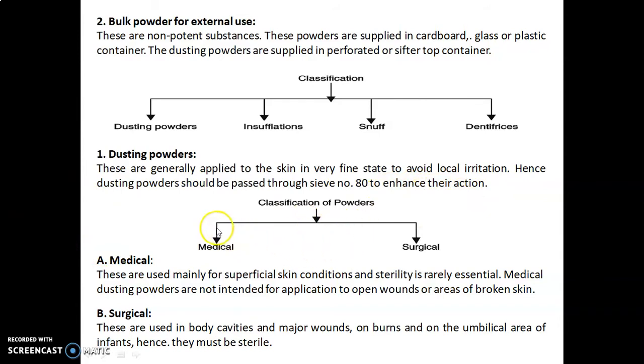Classification of dusting powder is medical and surgical. There are two classes. We will discuss medical. These are used mainly for superficial skin conditions and sterility is rarely essential. Medical dusting powders are not intended for application to open wounds or areas of broken skin. Surgical ones are used in body cavities, major wounds, burns and on the umbilical area of infants, hence they must be sterile.